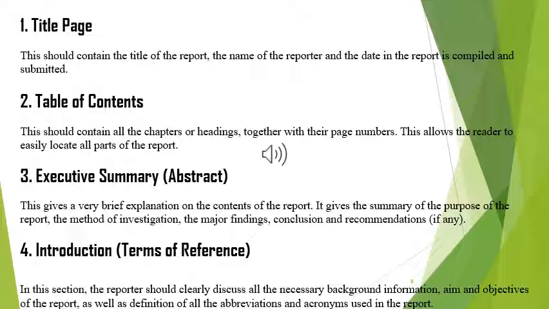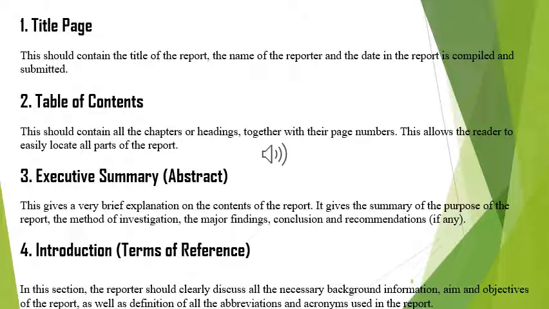structure. And it begins with the title page, which contains the title of the report, the name of the reporter, and the date that the report is compiled and submitted. Just like your projects, when you go to your departments and check your departmental libraries, you see projects there that have been submitted. When you open one, you'll see what is called a title page. On that page, you will see the title of the work, the name of the writer of the project, and the date that it was submitted to your faculty or to your department.